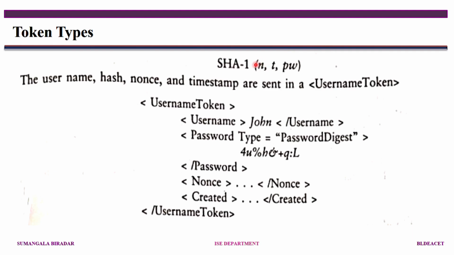And this whole thing is taken as one message, and for this message you apply a hash function, that is SHA-1. So after applying SHA-1, what hash key do we get? That hash key you also send in the username token. What does the username token contain? Username, password, nonce, and the hash key. Whatever hash key is created, it is generated as one token and sent. That is what you call a username token, and this is one type of security token.